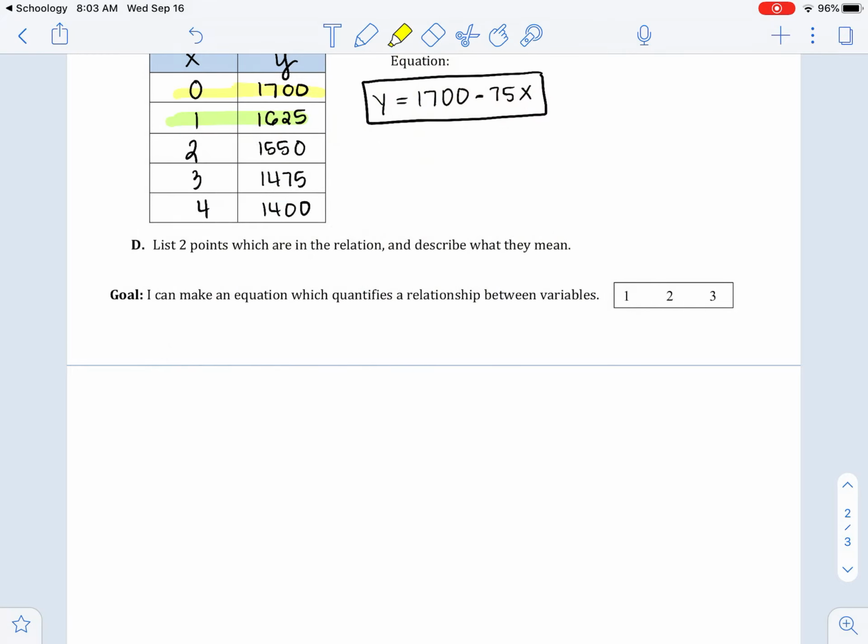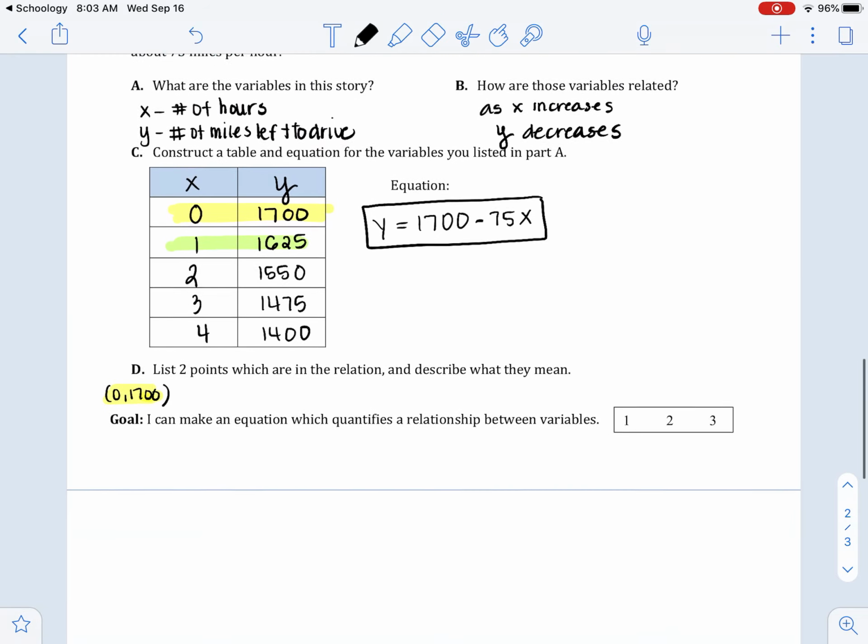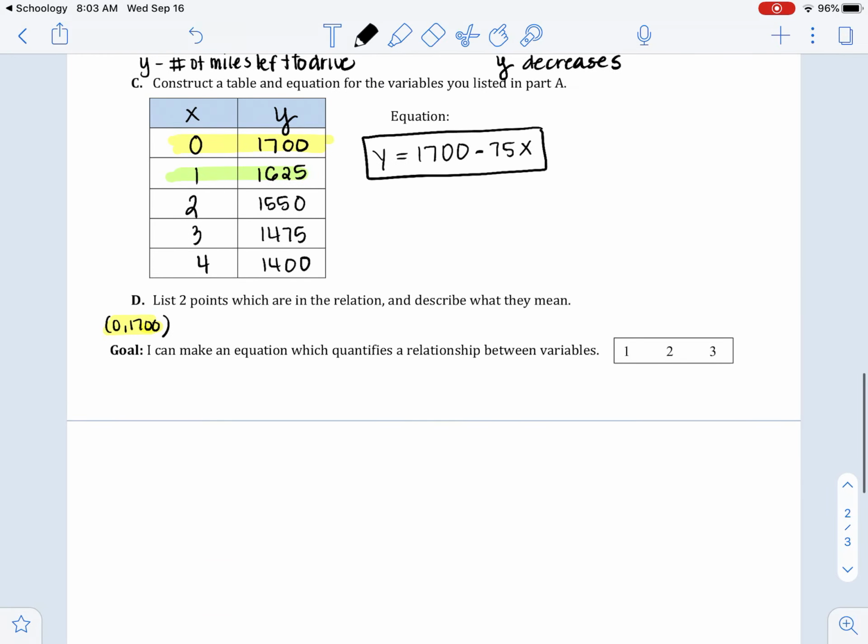I'm going to pick this one, and I'm going to pick this one. Start with that one. So I'm going to do (0, 1,700). For my first one, I'm not going to say after 0 miles traveled. I'm going to say, what's her name? Olivia. Olivia started at 1,700 miles from Chicago.